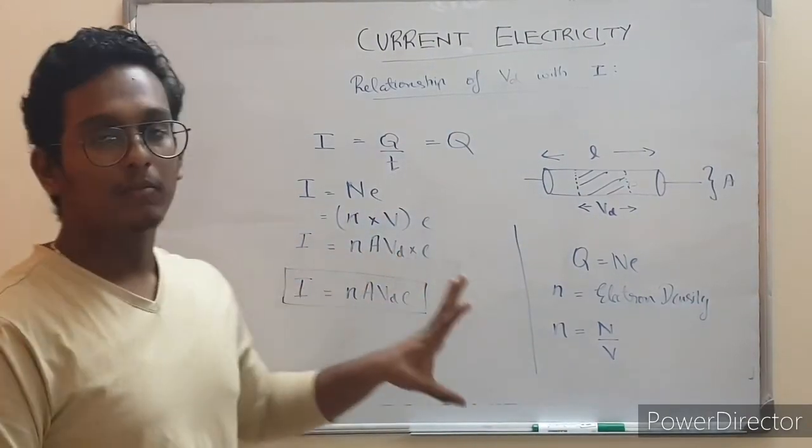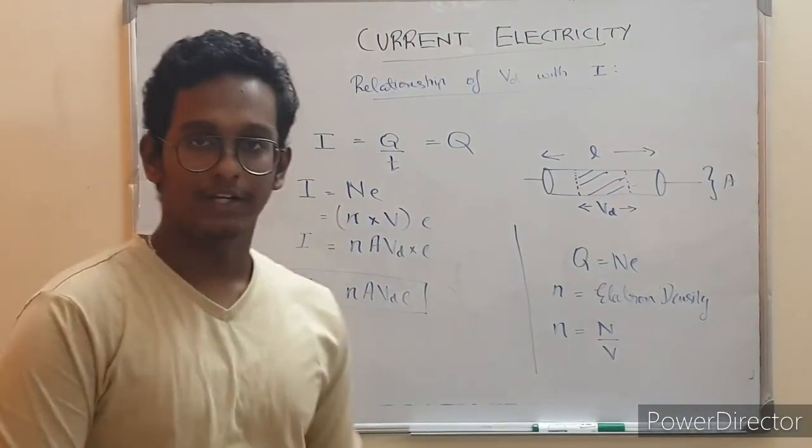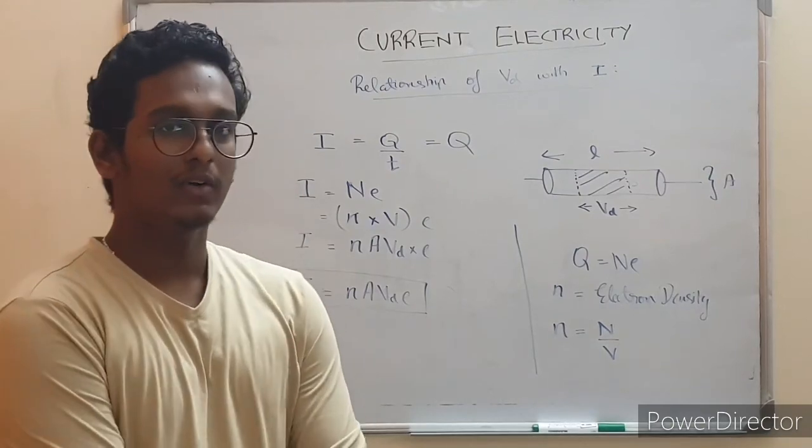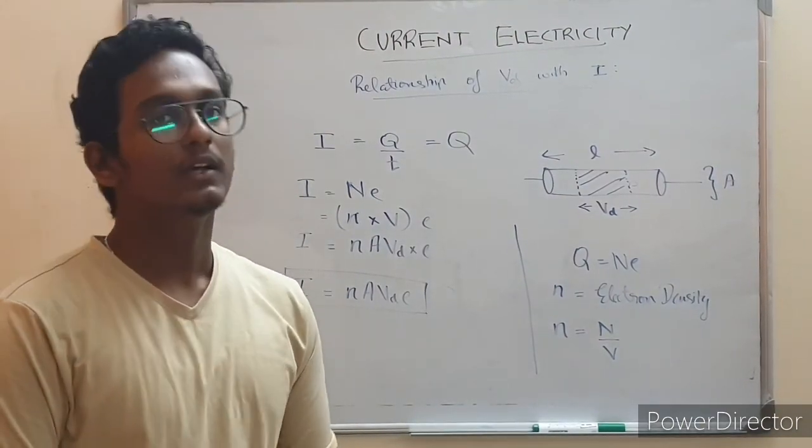After this we'll be able to modify the current density. So for now this is what we are learning today. In the next video we'll talk about how the current density can be modified in terms of resistivity, conductivity and all that.